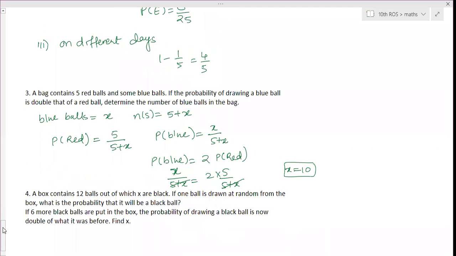From NCERT, someone? Yes, these are all NCERT. We are not finished till now. This is the last question of NCERT. Fourth one.